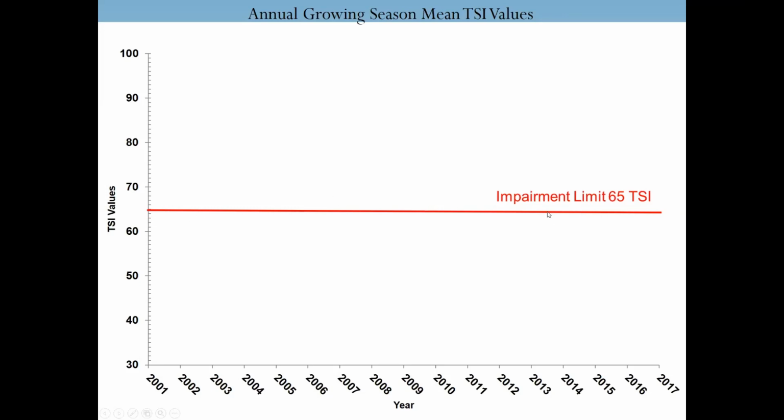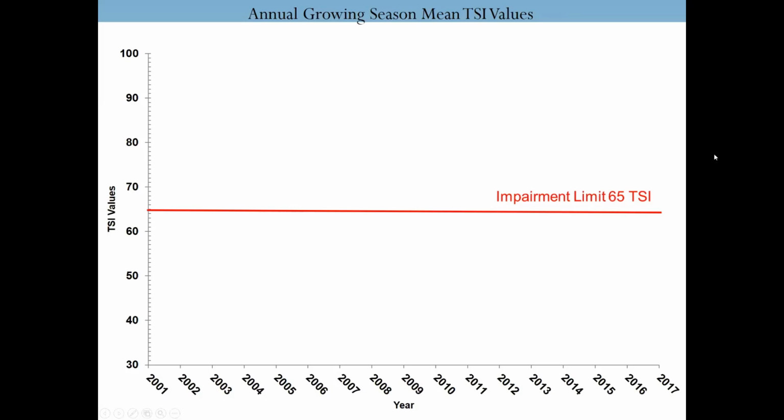And speaking of this red line, this is what we call our impairment limit. The impairment limit for lakes is a TSI value of 65. So if we see extended periods of time above this red line, that means that we are not meeting water quality expectations. If we have it below this red line, that means we are where we want to be, and we are meeting expectations and not being impaired.